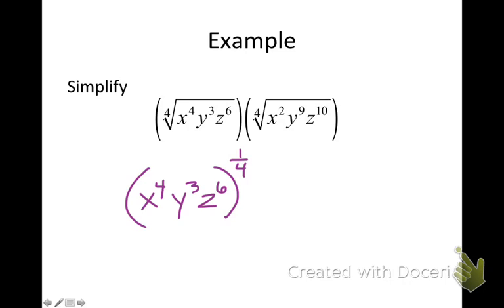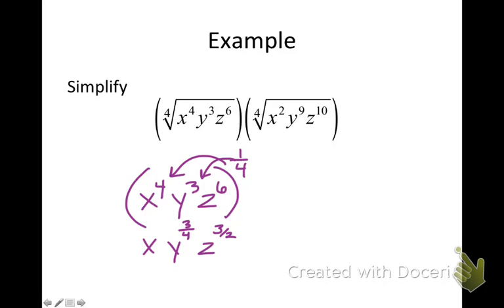So now let's simplify this. 4 times 1/4 is 1. 3 times 1/4 is, I'm going to leave it as 3/4. 1/4 times 6 is 6/4. 6/4 reduces to 1.5, which is 3/2. If you want to put 1.5 for your own thought process, go for it. Just put it as a fraction.